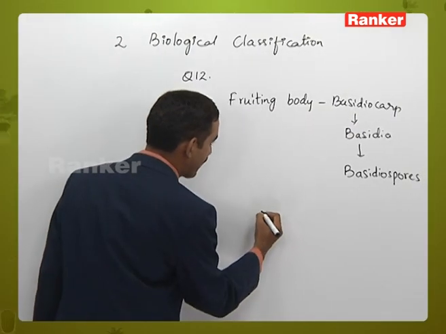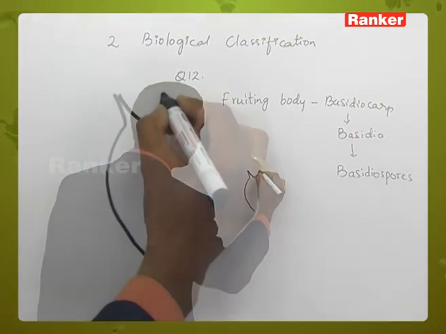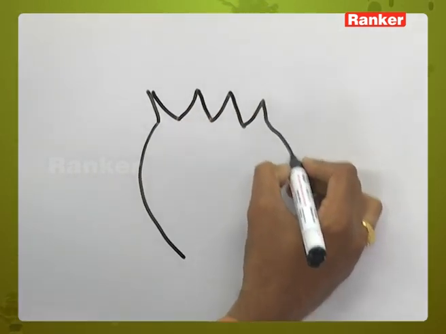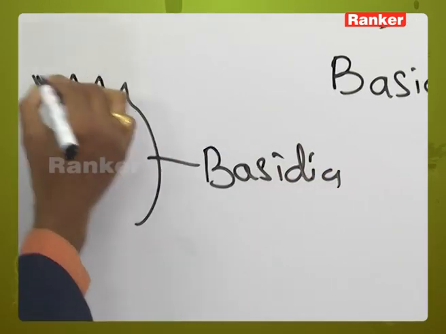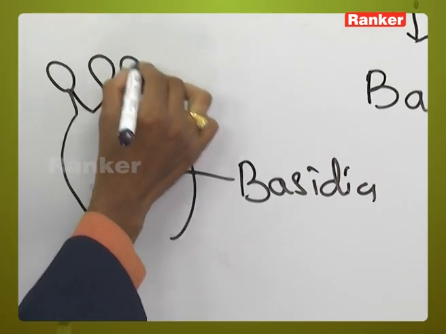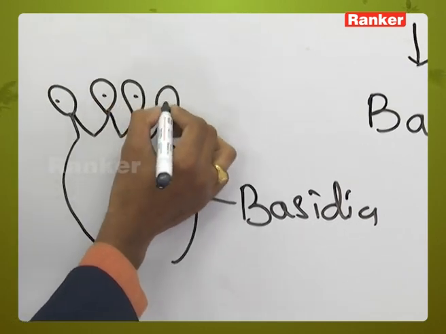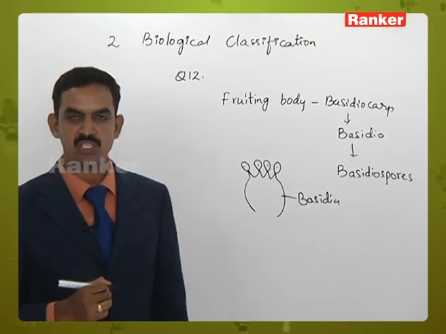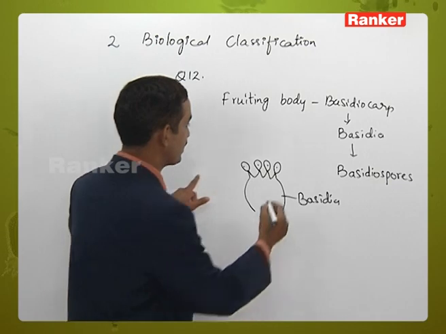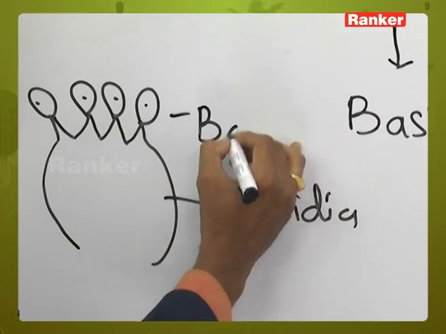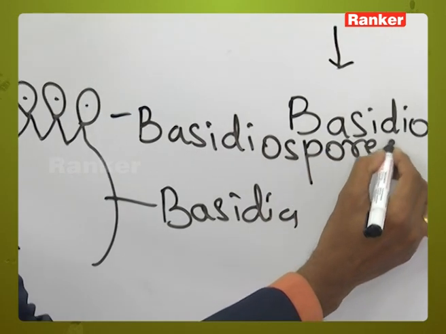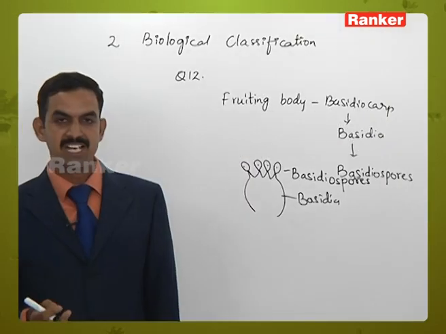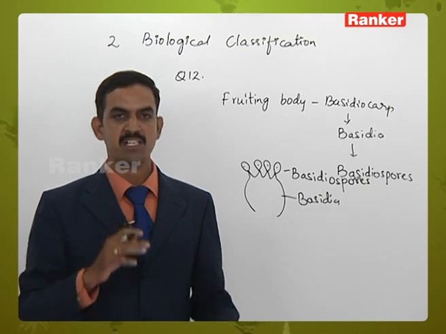If you see the diagram of basidia along with basidiospores, it appears like this. So this is the basidia, and these are the 4 haploid structures, each one containing one nucleus in it, and these structures are called basidiospores. So each basidium contains 4 basidiospores.